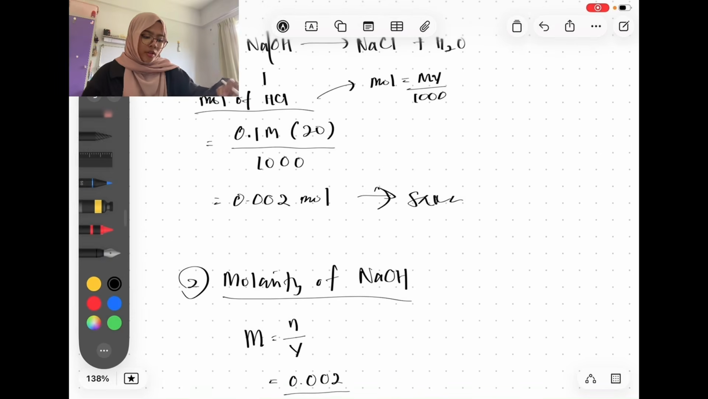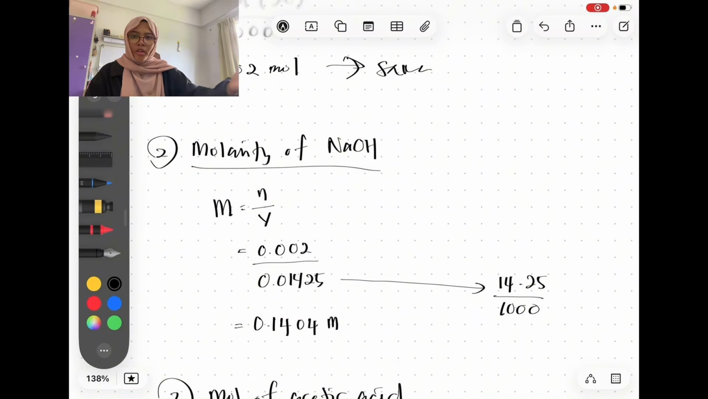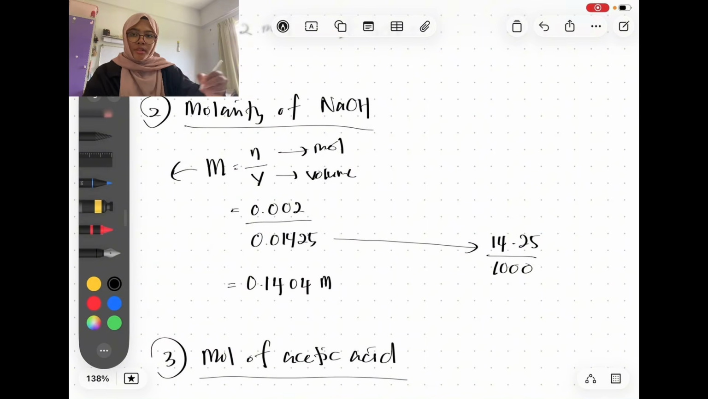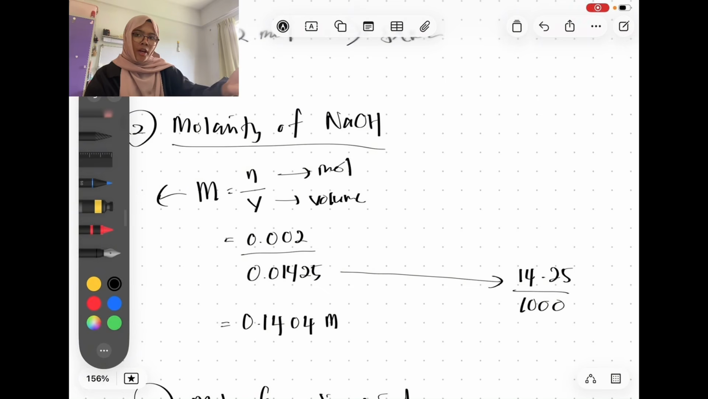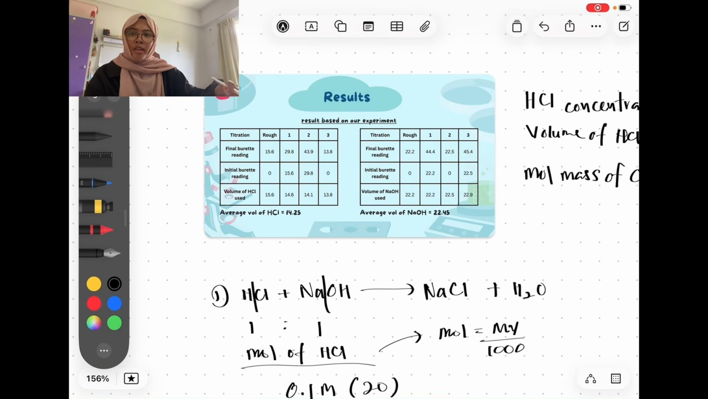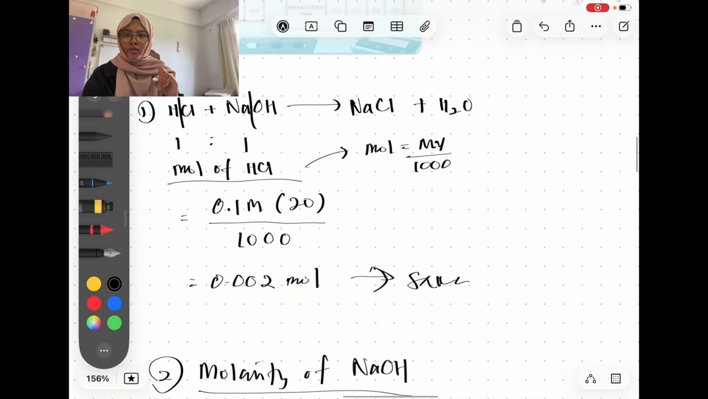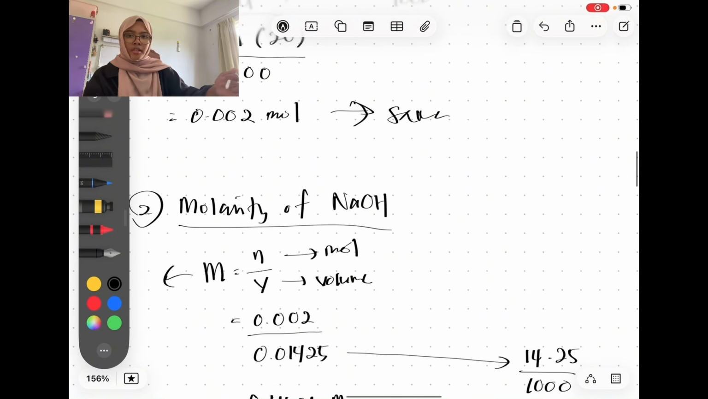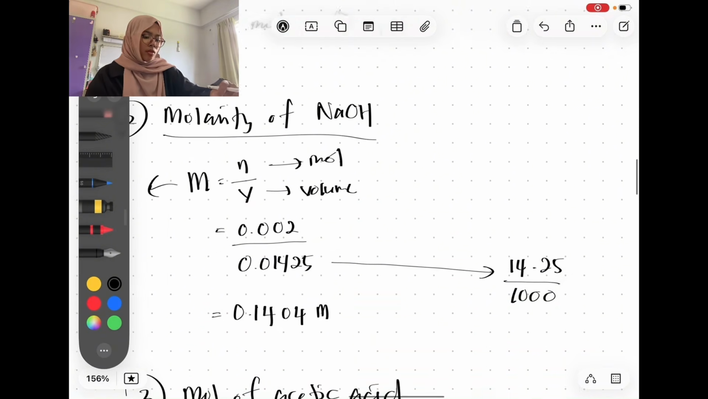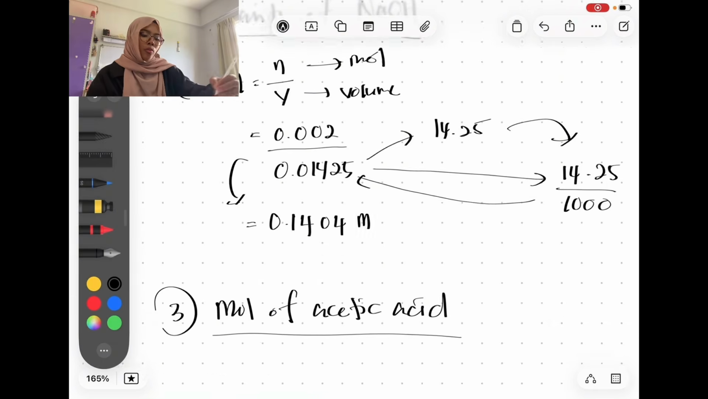From the answer that we got, we can find the molarity of NaOH. To find the molarity of NaOH, we use M equals n over V, where n is for mole, V is for volume, and M is for molarity. For mole, we insert the answer 0.002, over 0.01425. And the volume, where can I get the volume? You can get the volume from the average volume of HCl, because the ratio of NaOH and HCl is the same. That's why we use the HCl average volume. We get the answer 0.1404 molar.